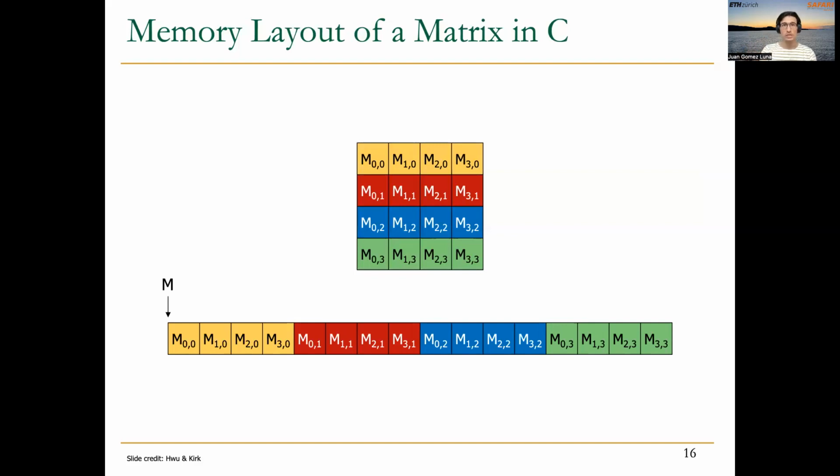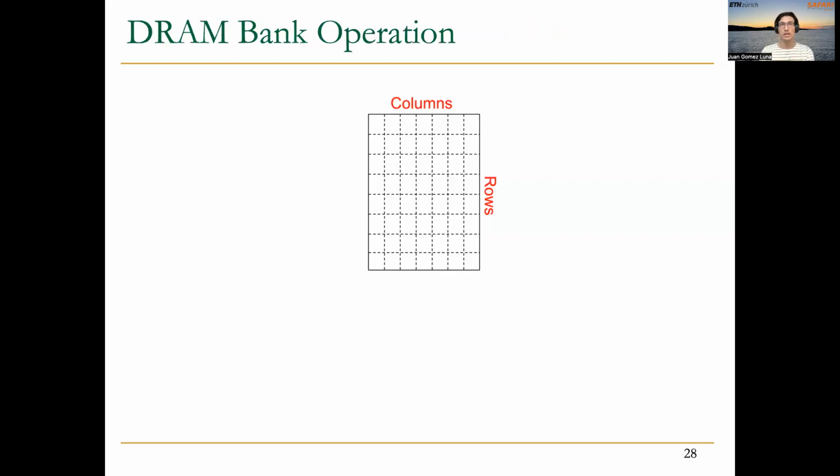So it will make sense in your program for better access to the global memory to access first elements of row 0, then elements of row 1, and so on and so forth. And the reason for that is how DRAM is internally built and how data is accessed in DRAM memory banks. Let's see a very simple example, a toy representation of a DRAM bank operation.